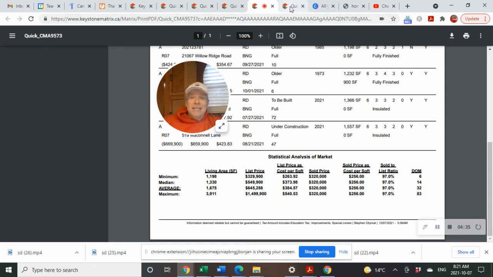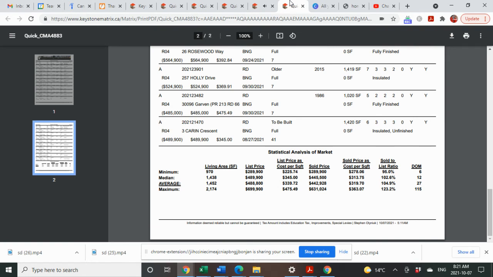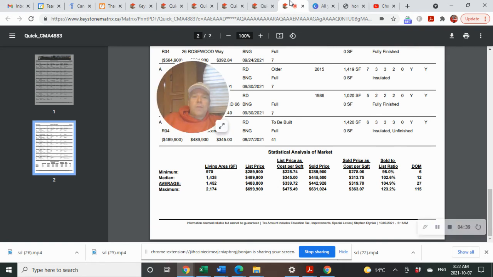Let's pop over into Dugald and Oakbank now. In Dugald and Oakbank, there are 19 single detached family homes on MLS. Of the 19, 7 are new builds. Currently 0 pending, 8 have sold. Out of the 8 that sold, 5 sold above asking, 1 sold right at asking, and 2 sold below asking.